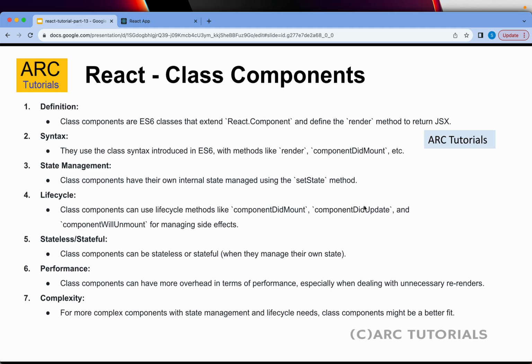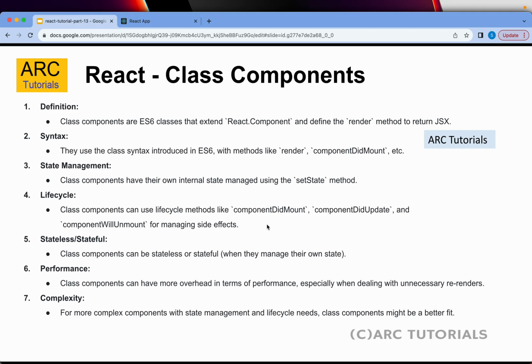Today we are learning about class components. What are class components? Class components are ES6 classes that extend React.Component and define the render method to return JSX. It's just a different way of writing a component, but understand that there is no right or wrong way. Both are correct, and the output will be similar. You'll not see a difference, but there are some extra things available in terms of lifecycle methods like componentDidMount, componentDidUpdate, componentWillUnmount, etc., which will have some side effects, and you can manage them right inside the class.